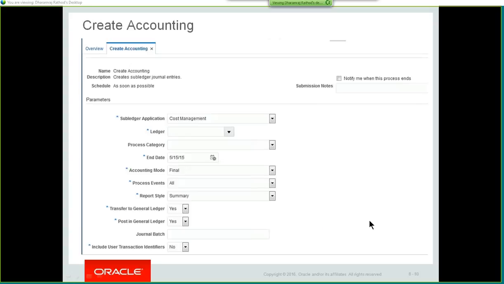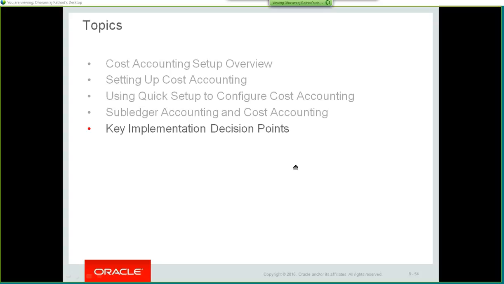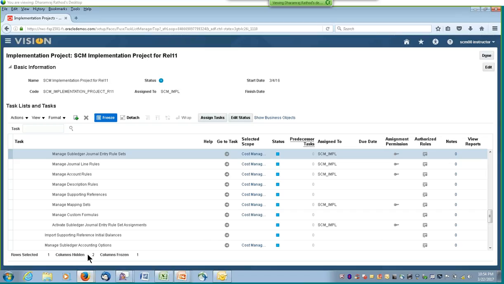Okay, so when you configure your SLA, you run create accounting in context of cost management as one of the subledger applications, and once you run it, you will be able to see these accounting entries. In this case, it would be deferred COGS debit and inventory valuation credit. I'll show that to you when we go over the application. So let me quickly go over the application, and then probably we can take a question.